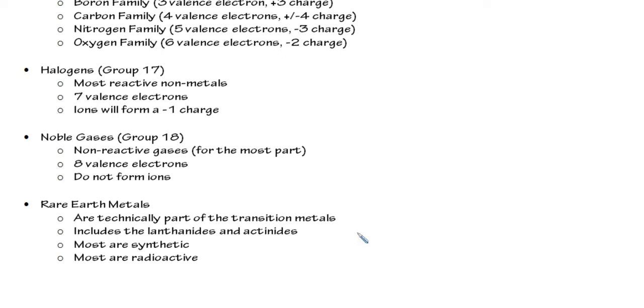So again, this would be a section that you might want to look at in your textbook if any of this is unfamiliar to you. But if I'm referring to the halogens or if I'm referring to the alkaline earth metals, you should be familiar with those groups on the periodic table and some of their general properties.